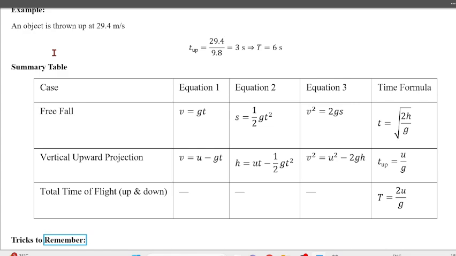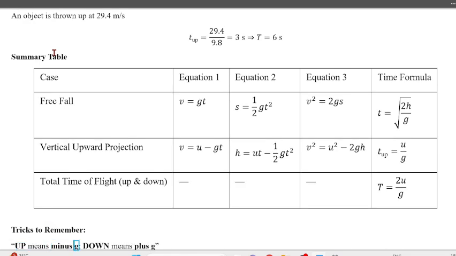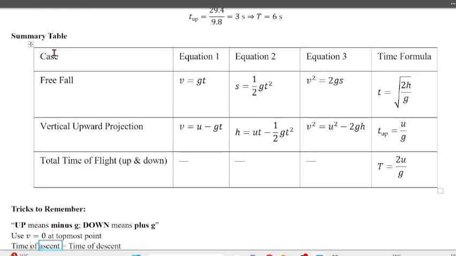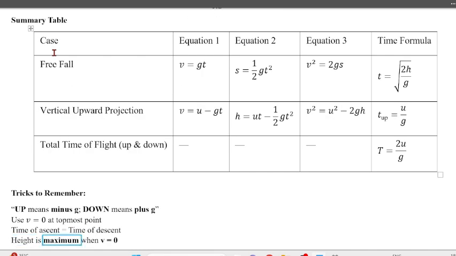Tricks to remember: up means minus g, down means plus g. Use v equals 0 at the topmost point. Time of ascent is equal to time of descent. Height is maximum when v is equal to 0.